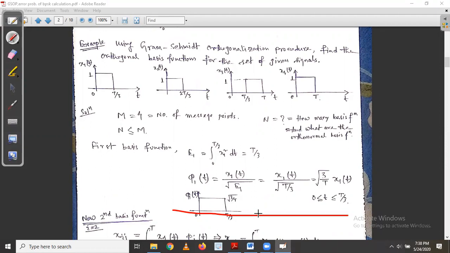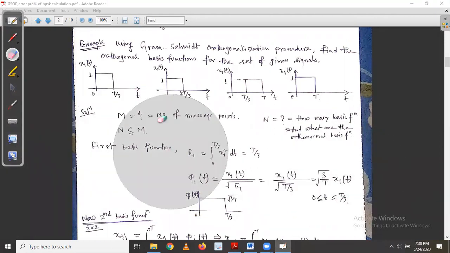That means we have found out the first basis function phi 1(t). Today we are going to find out the remaining basis functions of this particular numerical.